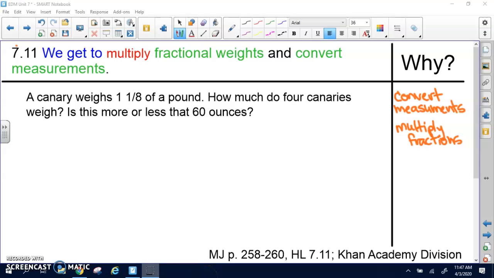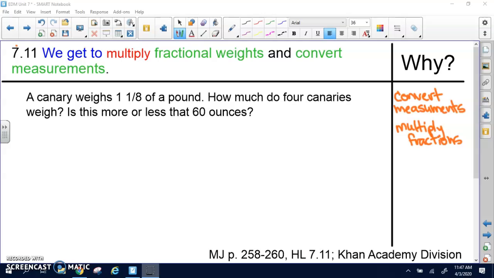7.11, we get to multiply fractional weights and convert measurements. The reason we're doing this, we're converting measurements and we're multiplying fractions. Today you'll be working in pounds and ounces. So in the front of your book, you'll have conversions for pounds and ounces.